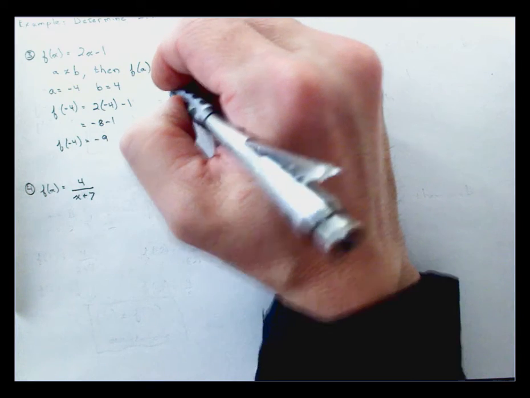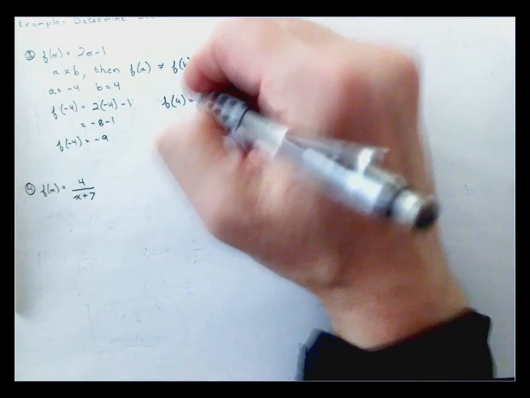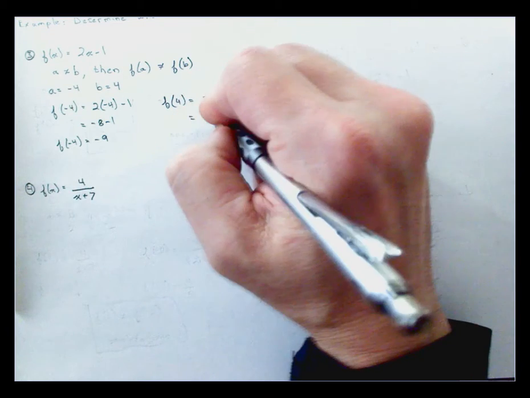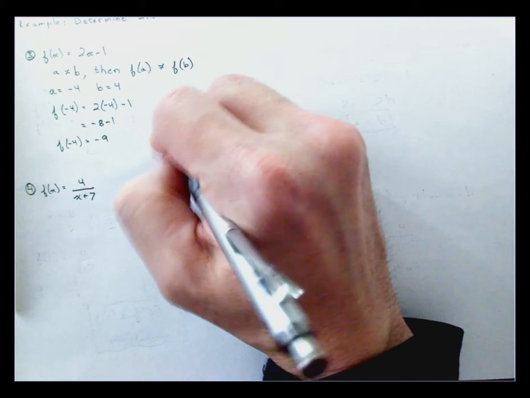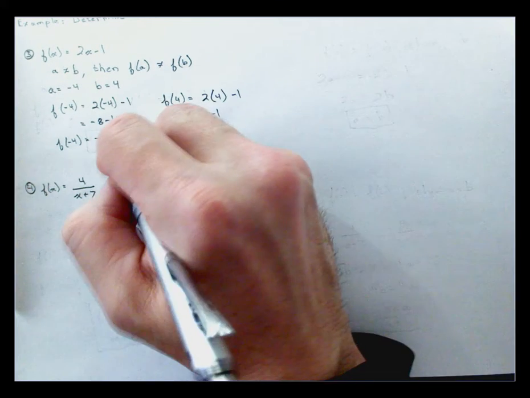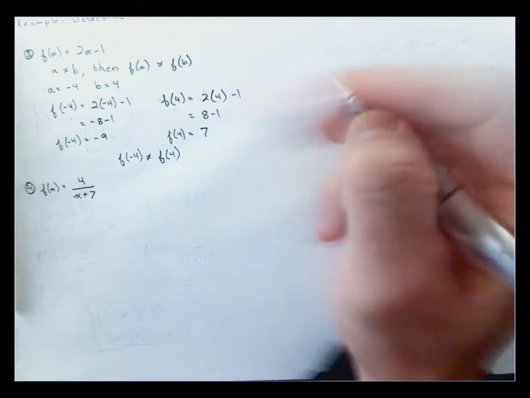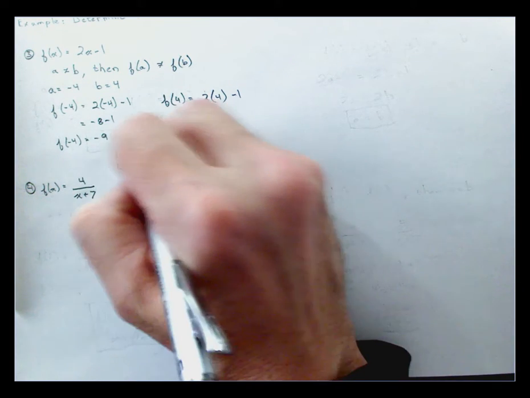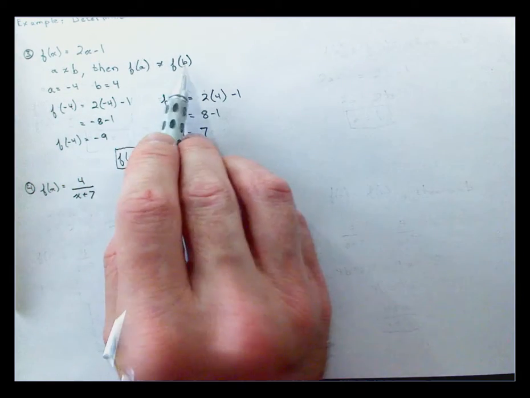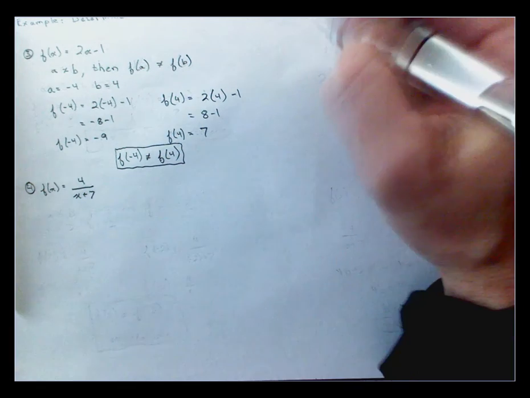And then I do the same over here. I say f of 4 equals, and I plug in. f of a negative 4 does not equal f of 4. One to one. My A and B were not equal. My f of A is not equal to f of B. See, negative 9, 7.